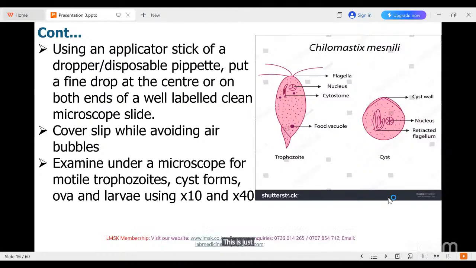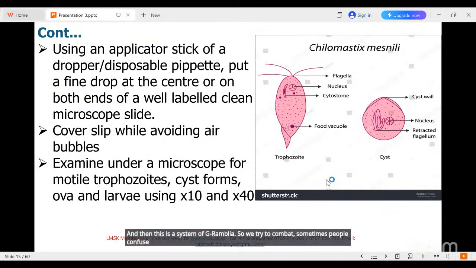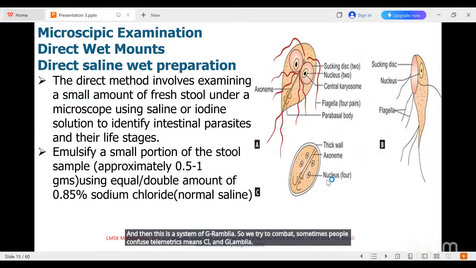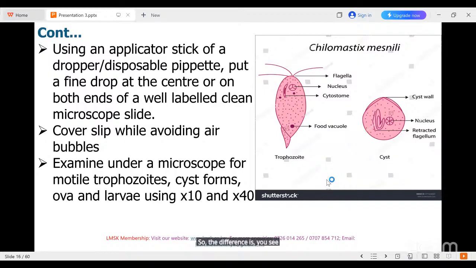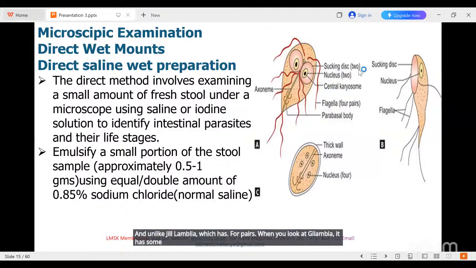This is just a demonstration of a comparison between G. lamblia forms. This far end here is G. lamblia in horizontal view, and this is a vertical view, and then this is a cyst of G. lamblia. So we try to compare. Sometimes people confuse Chilomastix mesnili and G. lamblia. The difference is you see a trophozoite of mesnili has 3 flagella, unlike G. lamblia, which has 4 pairs. When you look at G. lamblia, it has a sucking disc with 2 nuclei.